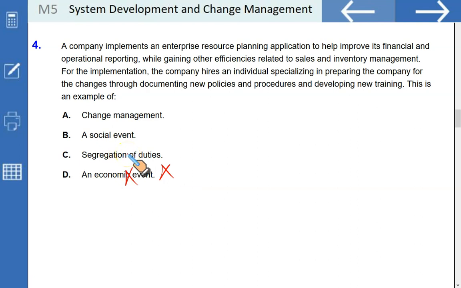Segregation of duties, again incorrect. Segregation means your programmer, the coder, and the operator, they must be separate individuals. This is not what we're talking about. Social event. Hiring a consultant is not a social event. What is it then? It's change management. This specialist that we have hired, he is an expert and he is the one who will be managing the aspects of change management, and he can provide us the expertise so that we can bring the change that we are expecting. So this is the right option.